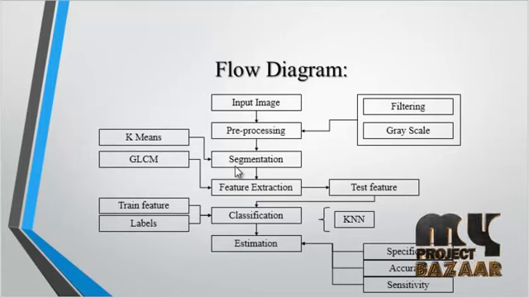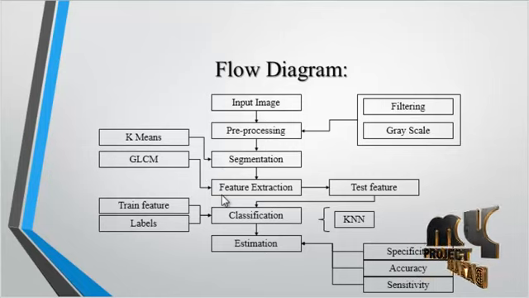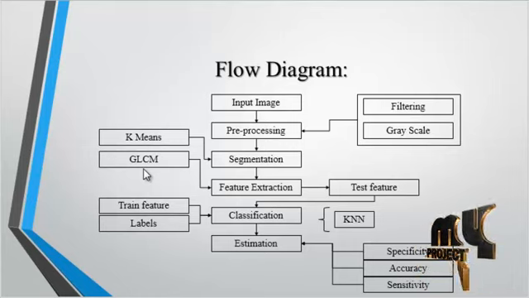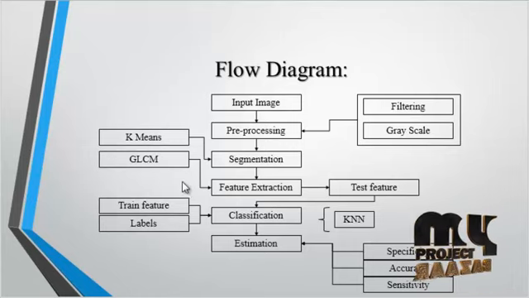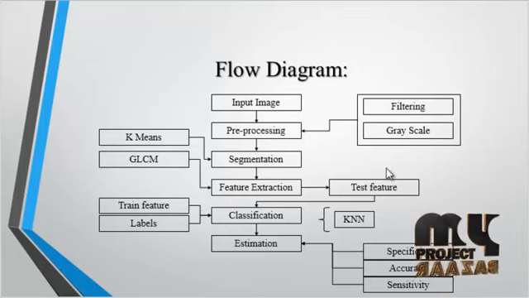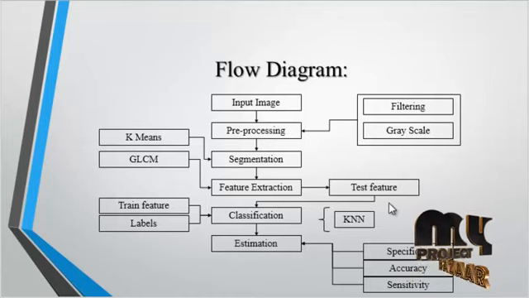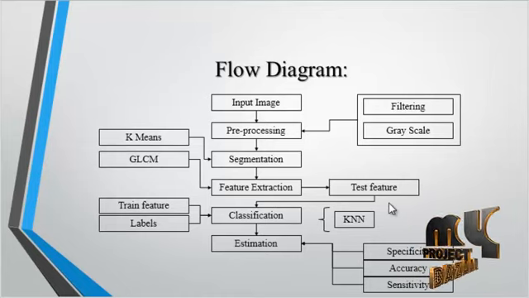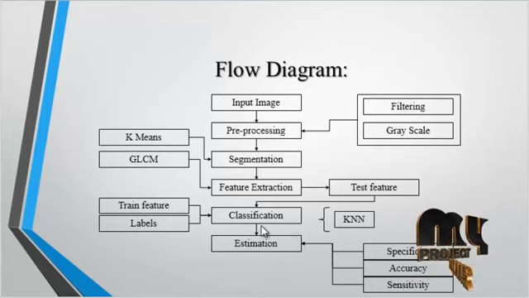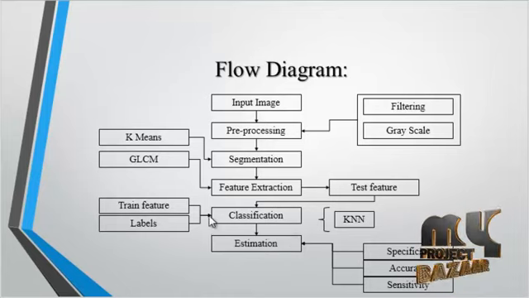After the segmentation, the feature extraction will be carried out by the GLCM algorithm. GLCM is an abbreviation for gray level co-occurrence matrix. After extracting the features with GLCM, the test features are generated. The test feature is nothing but the features of the input image which we have undergone for the process. After the test feature is generated, the classification will be done using the KNN classification method.